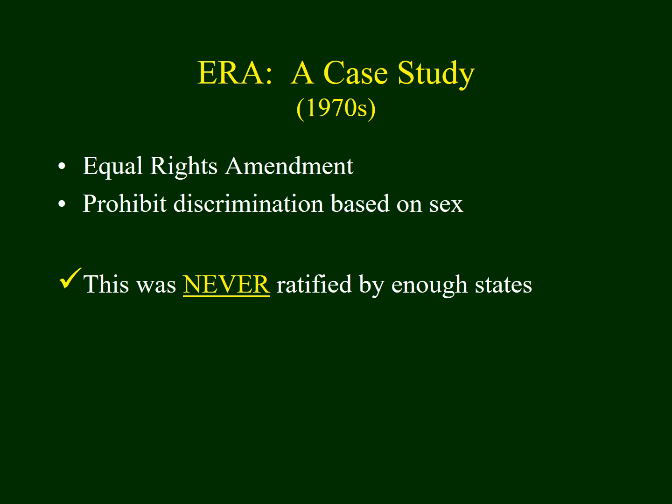One of the last major amendments to be proposed was the Equal Rights Amendment, or ERA, in the 1970s. Simply put, this was designed to prohibit discrimination based on sex. It was proposed in both the House and the Senate, and then sent to the different states. 10 states, 20 states, 30, 35 states ratified it. But eventually, it was never ratified by enough states, so we do not have an Equal Rights Amendment to our Constitution.